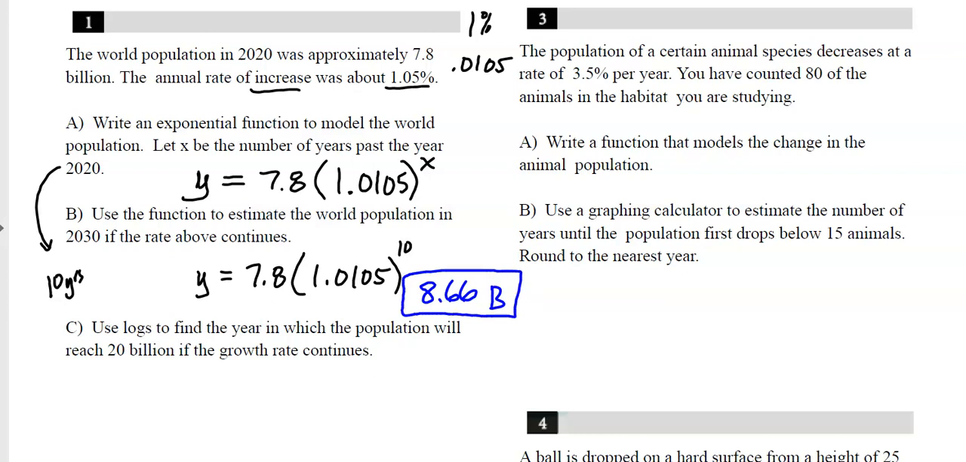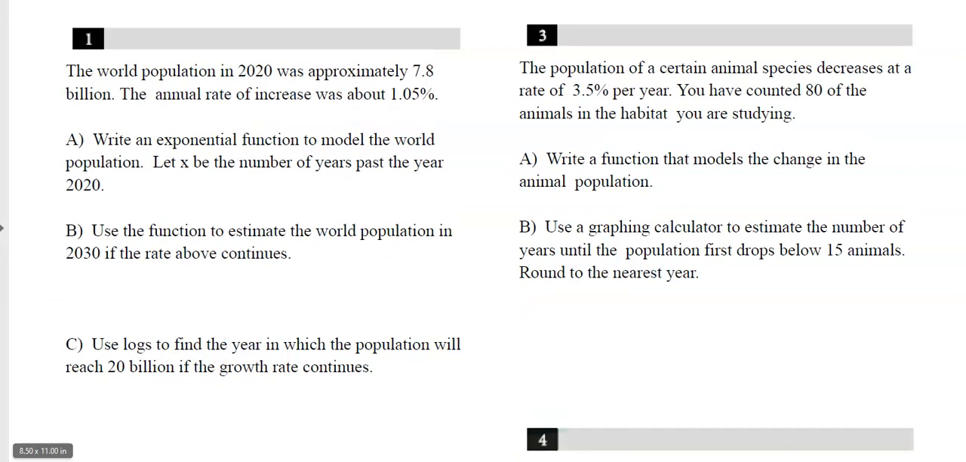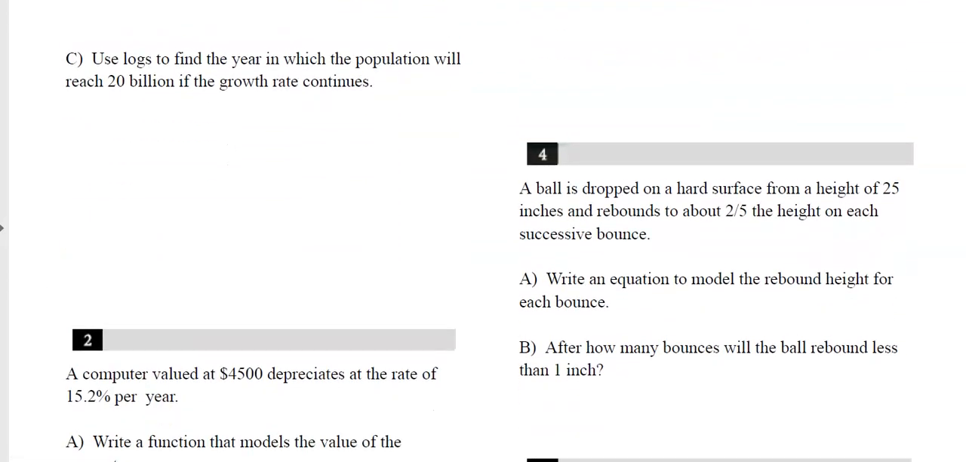Now, use logs to find the year in which the population is going to reach 20 billion. So I need to find the year. So I'm trying to figure out x for this one. But I know our final amount. This is the final amount, 20 billion. So I know the start, I know the growth rate, I know the finish, but I don't know the exponent. And we're going to use logs to solve this one. You could use a graph, but I want to see you use logs to solve it. So here we go.